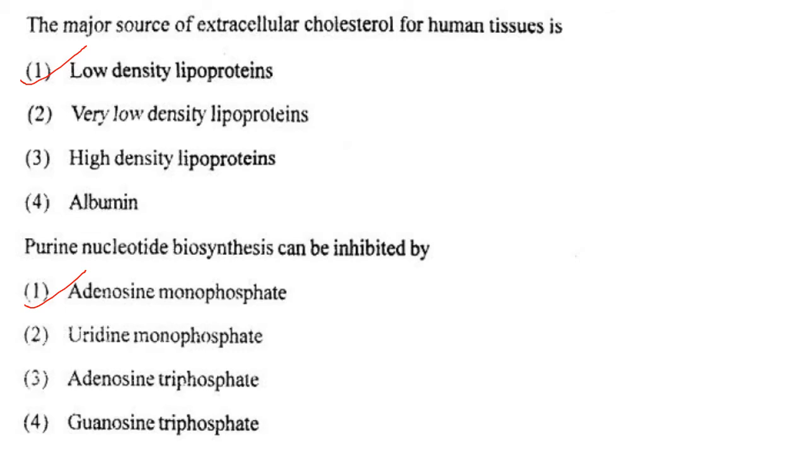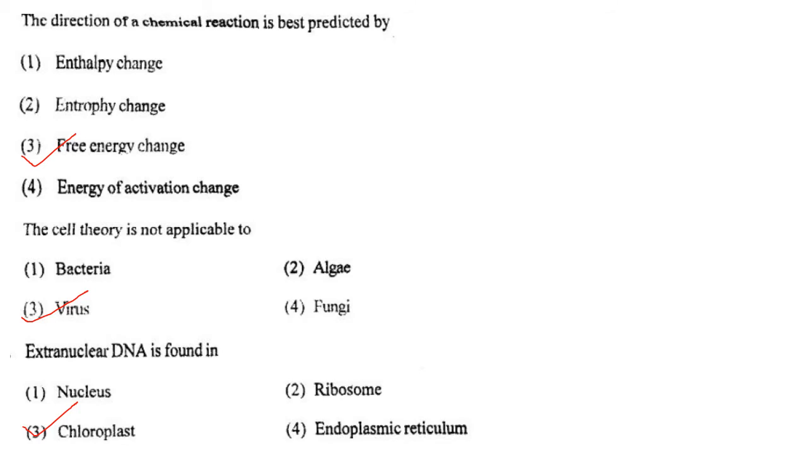Next one, purine nucleotide biosynthesis can be inhibited by option 1 adenosine monophosphate, uridine monophosphate, adenosine triphosphate, guanosine triphosphate. Answer is option 1 adenosine monophosphate. Next one, the direction of a chemical reaction is best predicted by option 1 enthalpy change, 2 entropy change, 3 free energy change, 4 energy of activation change. Answer is option 3 free energy change.